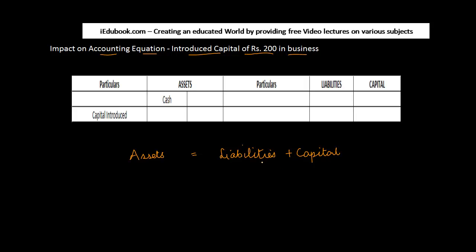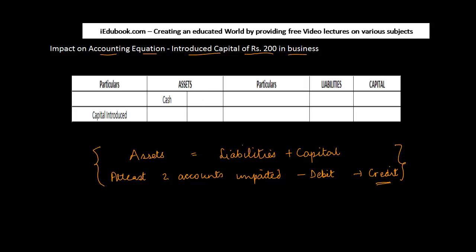And any accounting transaction, it could be of any nature, whether it is in respect of an expenditure or in respect of a capital, impacts at least two accounts. At least two accounts impacted, right? One by way of debit and the other by way of credit, right? Keeping this aspect in mind, now let us look at what is the question which is given to us.